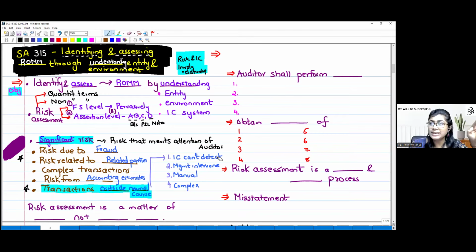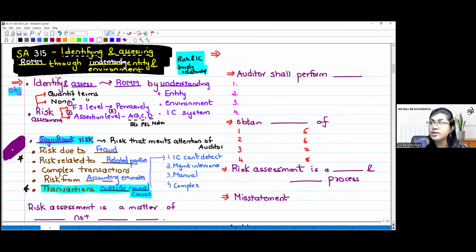Now, I'm linking this since it is revision. If there is a significant risk, you want to report to users. Where will you report in your audit report? Can someone reply in the chat box? If there is a significant risk, you want to let users know that there is so much risk. Where will you report in the report?